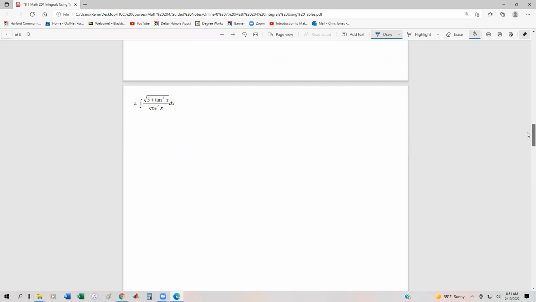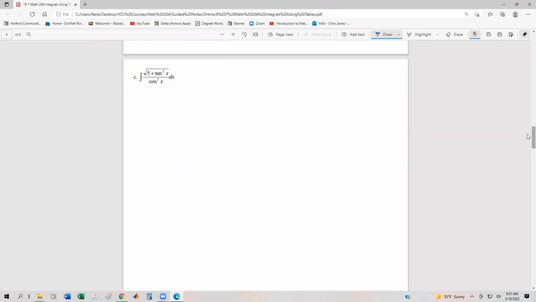Now another example. We have this 5 plus tan square under a square root and then cos square x. This is a tough one, because we could do this by hand if we elected to, but it would be really tough. What we're going to have to do before we do anything is use a u substitution. Of course, whenever we do a u substitution, the first thing we might try is u equals 5 plus tan square x.